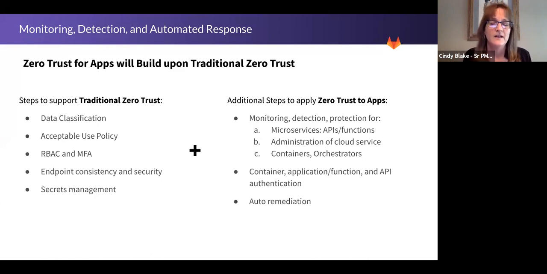And then authentication. As I mentioned, the traditional zero trust is all about authenticating the user and the device, but you need to also think about authenticating the application-to-application element of this. And then auto remediation, to automate any of those low-hanging fruit opportunities where you can allow the machine to take over for you.